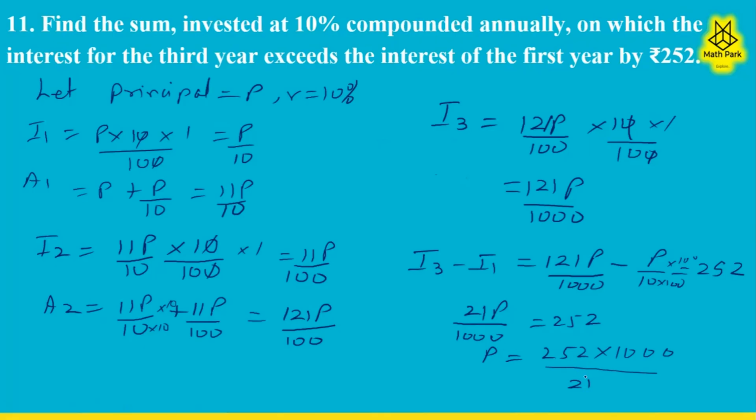So, yeah, 3 sevens are, or directly you divide 252 by 21. So, dividing 252 by 21, 21 ones are 21, 4, 2, yeah, 12. Okay, so 12s are, and 12 into 1000, we get 12,000 was the sum. Rupees 12,000 is a sum that was invested at 10% compounded annually, on which the difference in the third year and the first year was 252.